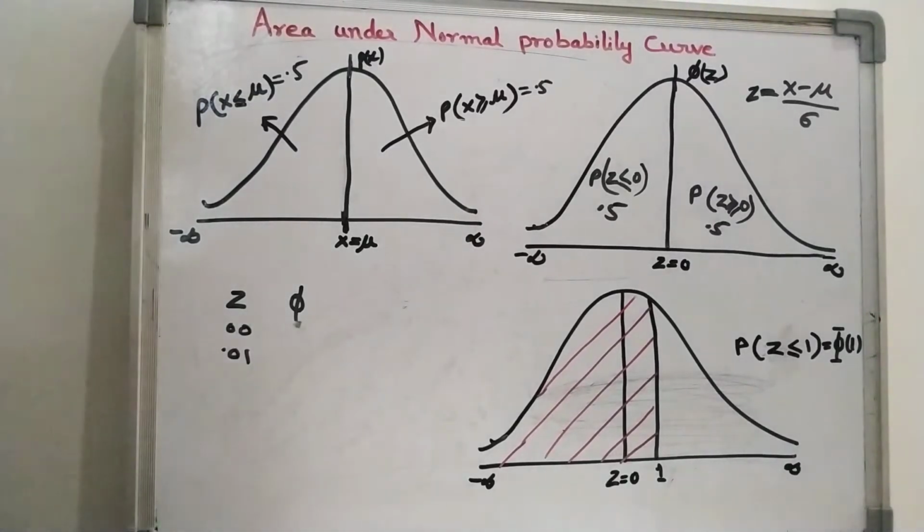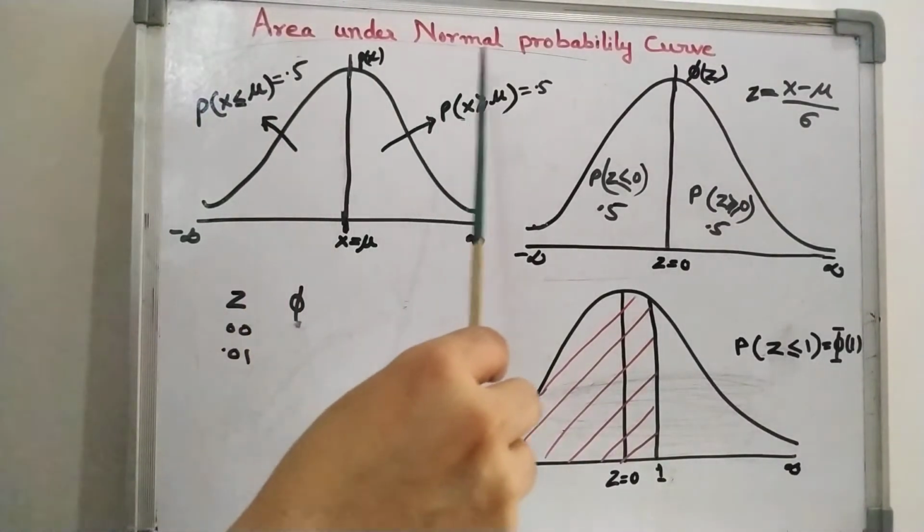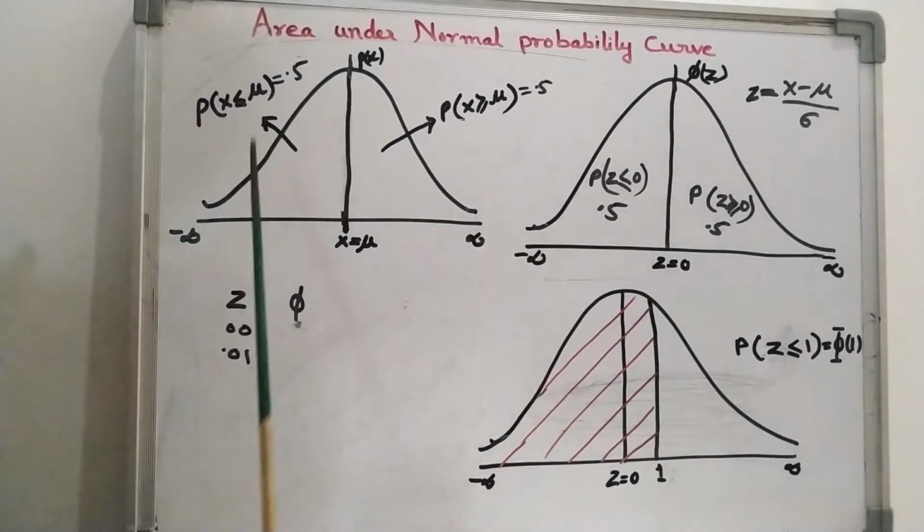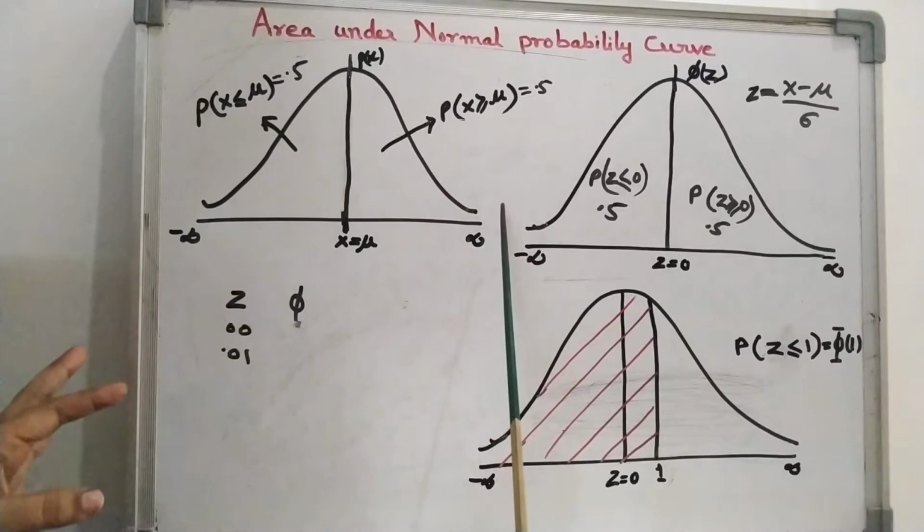Hello students, today's topic is area under normal probability curve. As we all know, in case of continuous distribution, we cannot calculate the probability at a point, but we can calculate probability in a range. Look here, this is a normal probability curve.